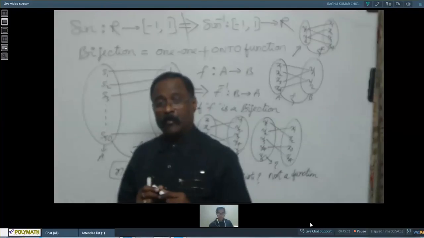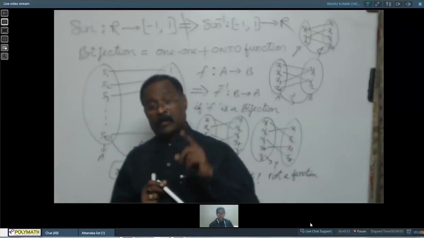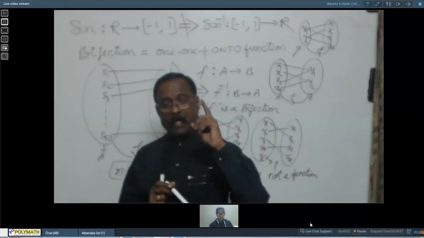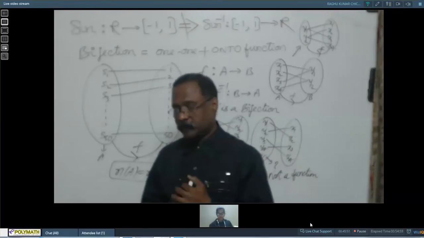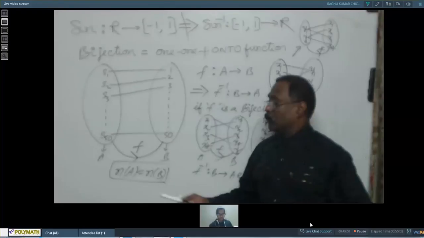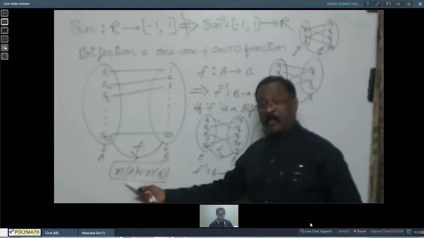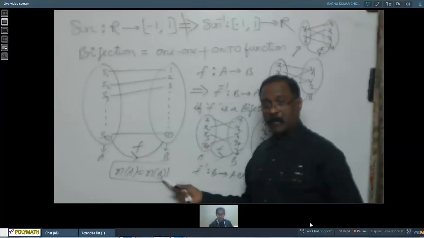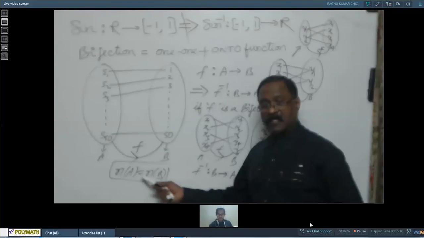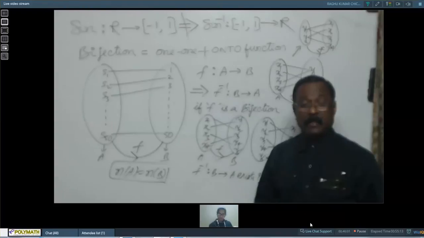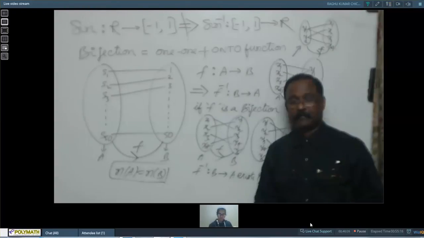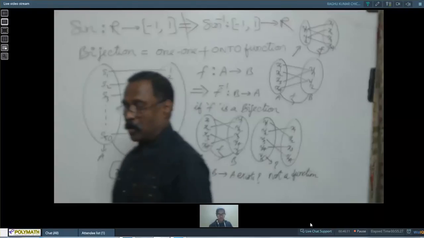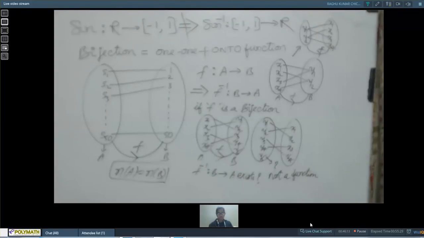You tell me, what is a bijection? If it is both 1-1 and onto, then it is a bijection. So in a 1-1 and onto function, the number of elements of set A must be equal to the number of elements of set B. If it is like that, then inverse is possible for a function. Do you understand that or not? You tell me, please. Bhavya? Yes, sir. Are you there? Yes, sir. Okay.